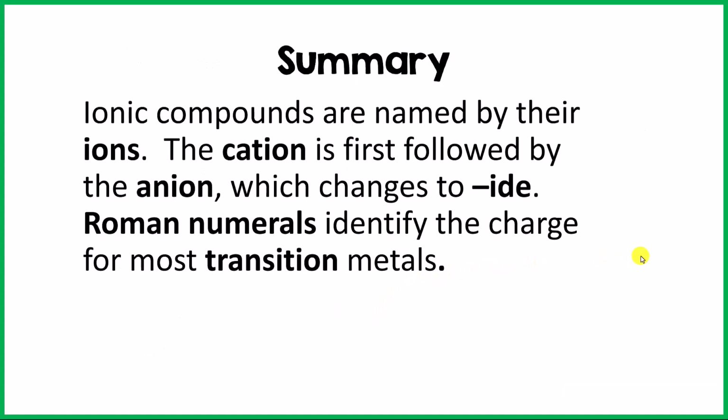So in summary, ionic compounds are named by their ions. The cation is first, followed by the anion, which changes to "ide." Roman numerals identify the charge for most transition metals.